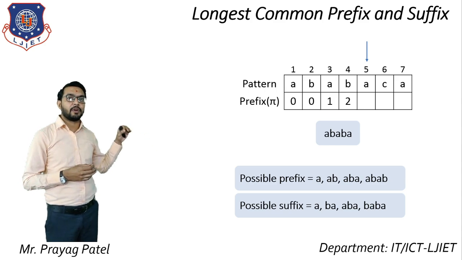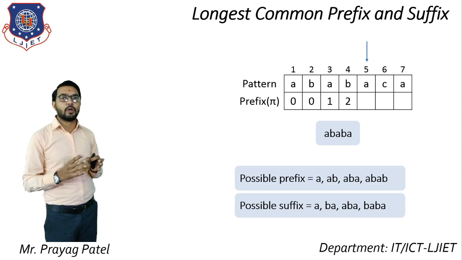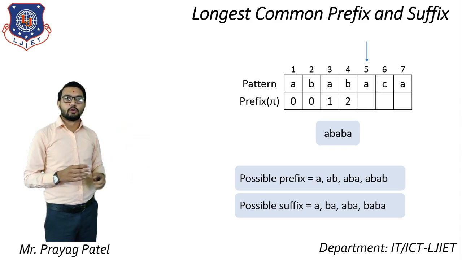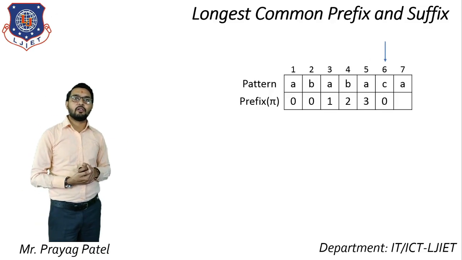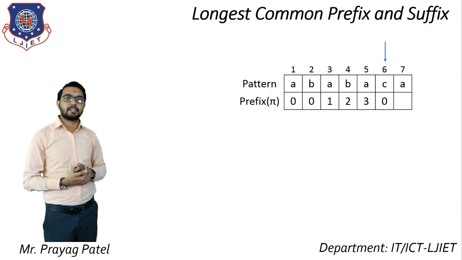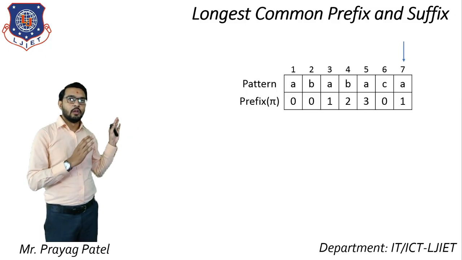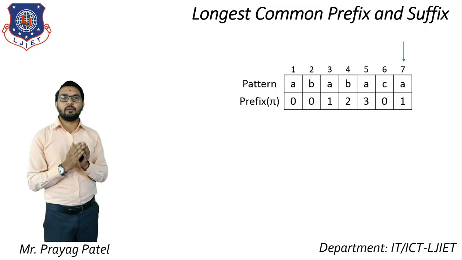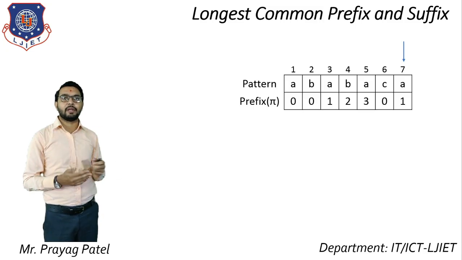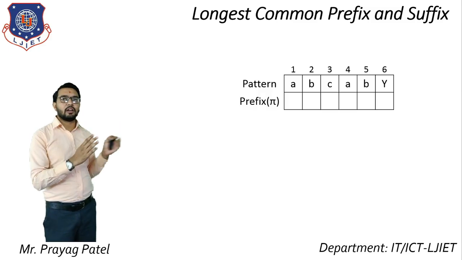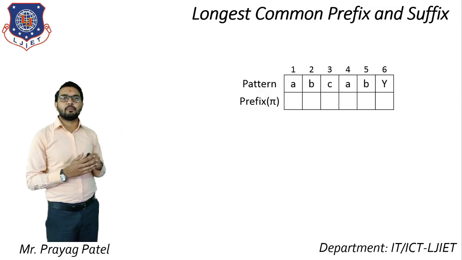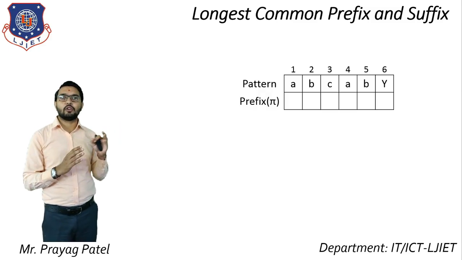So the maximum length prefix-suffix pair, or common pair, is ABA. So consider the length of this equal to 3. In the same way you can find the value for position 6 as 0 and the value for position 7 as 1. So this is considered the pi table for the prefix and suffix values of your given pattern. Now consider another example, and using this example, match your text with your pattern.